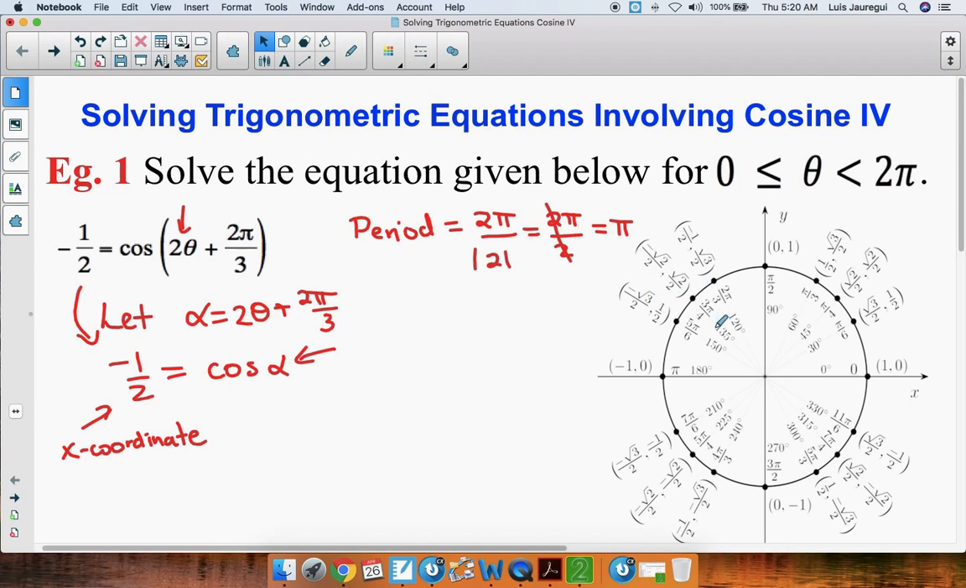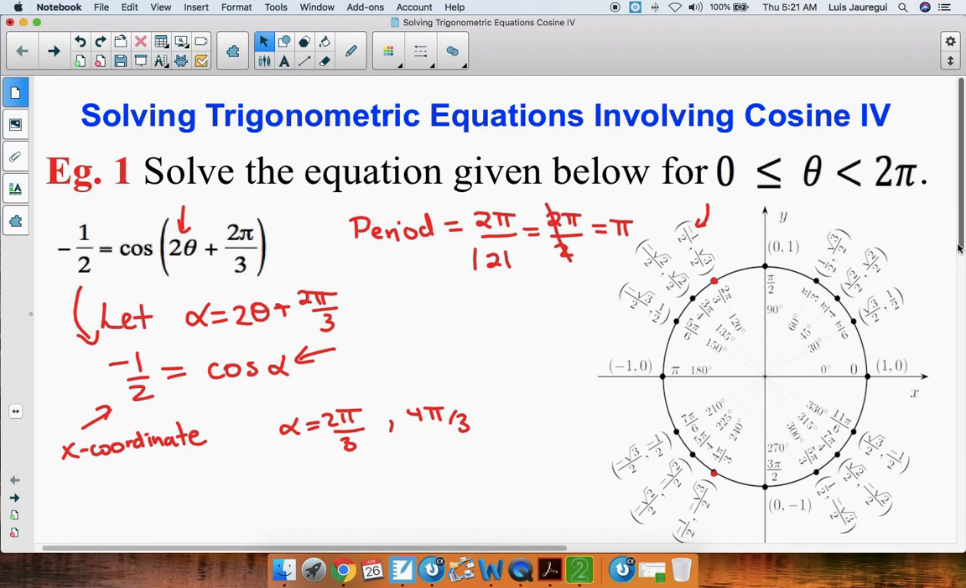In this particular case, we start at the origin and go to the left because x is negative, and we figure out which angles have an x-coordinate equal to negative 1/2. Notice the corresponding angle here is 2 pi over 3, so alpha could be equal to 2 pi over 3. If we reflect this point across the x-axis, we get the other value that has an x-coordinate of negative 1/2, and the angle corresponding to that is 4 pi over 3.